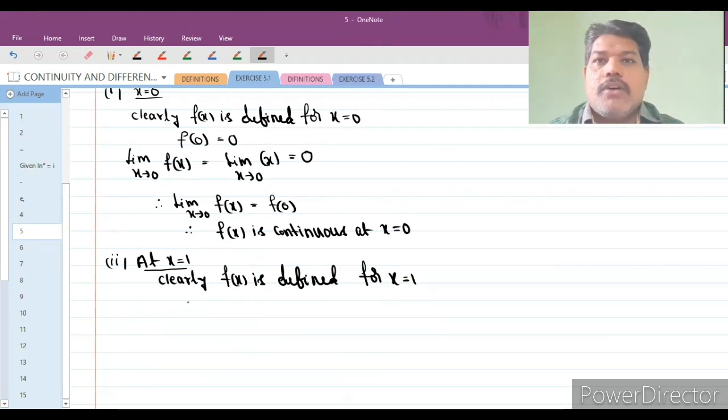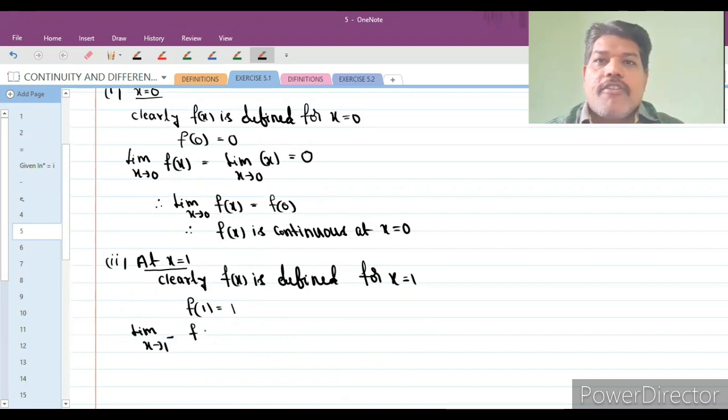For x equal to 1, what is f of 1? For x greater than or equal to 1, f of x is equal to x only. So automatically this value will become x, that is 1 only. Then we will take the limit.